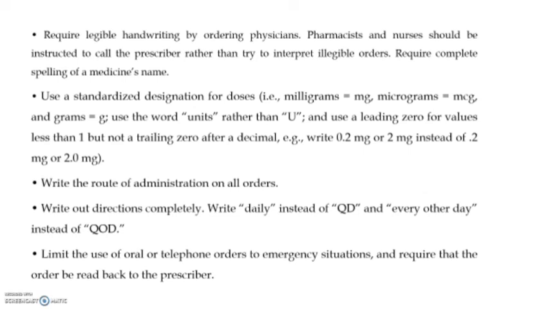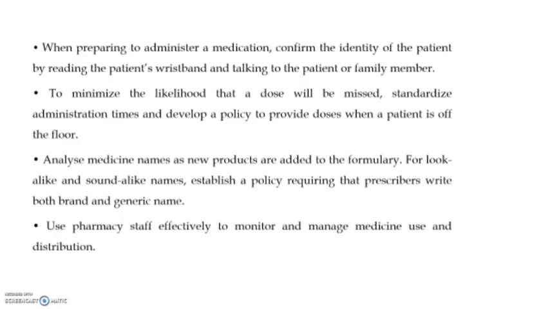Regarding handwriting by ordering physicians, pharmacists and nurses should be instructed to call the prescriber rather than try to interpret illegible orders. Use a standardized designation for doses such as milligrams, micrograms, or grams. Use the word units rather than U. Use leading zeros for values less than 1, but not trailing zeros for decimals. For example, write 0.2 mg or 2 mg instead of .2 mg or 2.0 mg. Write the route of administration on all orders, and write out directions completely. Write daily instead of QD or QOD, and limit the use of oral or telephone orders to emergency situations, requiring that the order be read back to the prescriber.